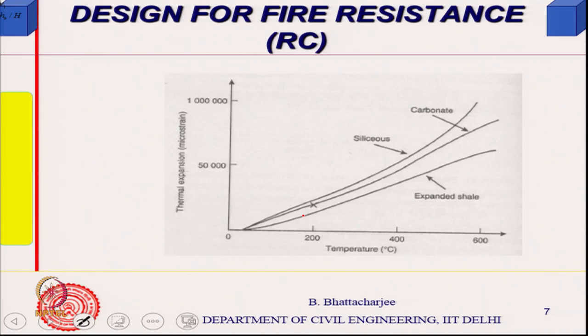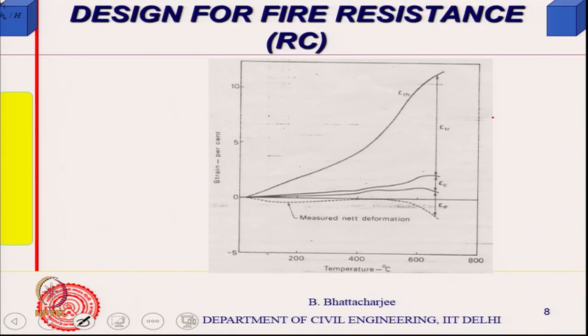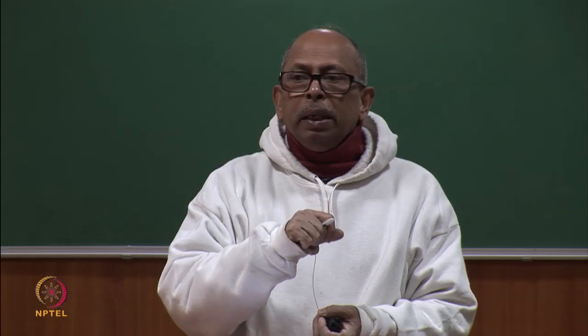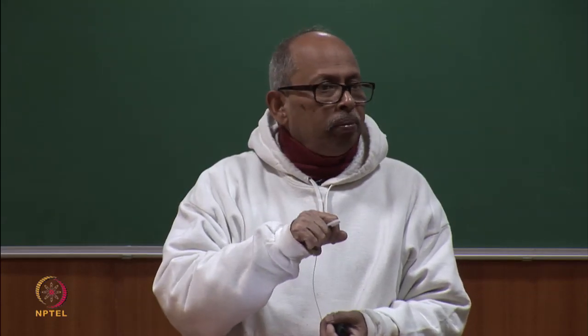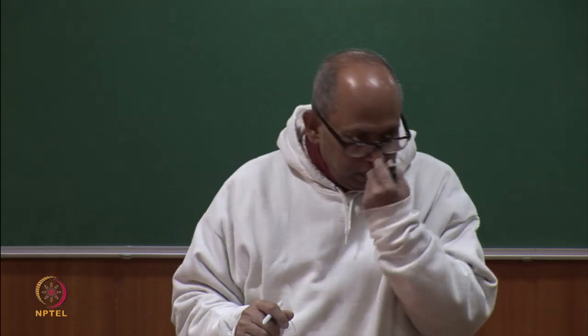Thermal expansion increases depending upon the type of aggregate: shale, siliceous, carbonate aggregate, etcetera. And you can see there are 4 components in the expansion of concrete. What are those? 3-4 components. With temperature on this axis, if I look at the strain, if I try to do an experiment on a cylinder or cube, put it under compression and subject it to fire, what will happen?